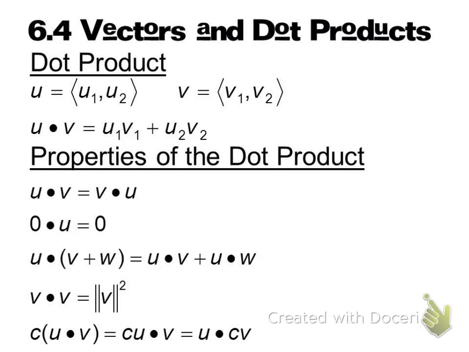And then the last one is c multiplied times the dot product of u and v. Now c would be a number or a scalar. So when you multiply a scalar times the dot product, you would only multiply that scalar times one of the vectors, not times both.